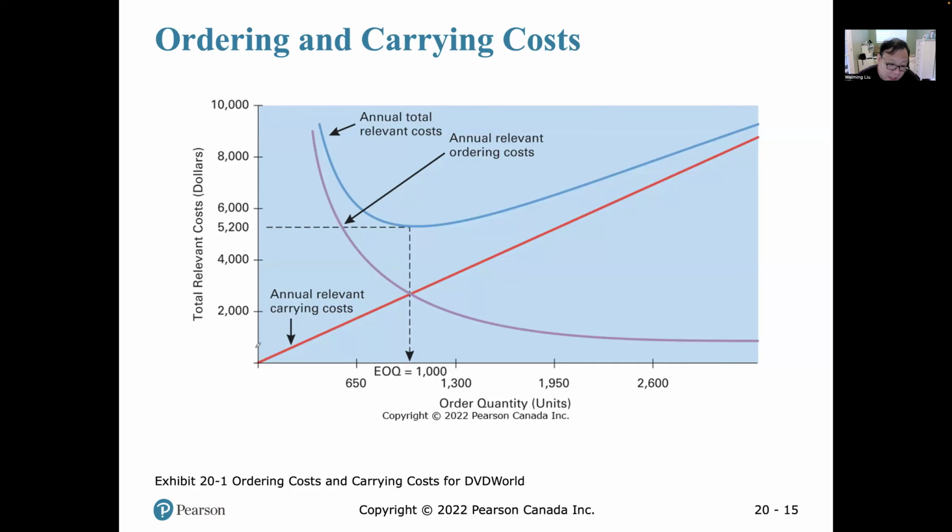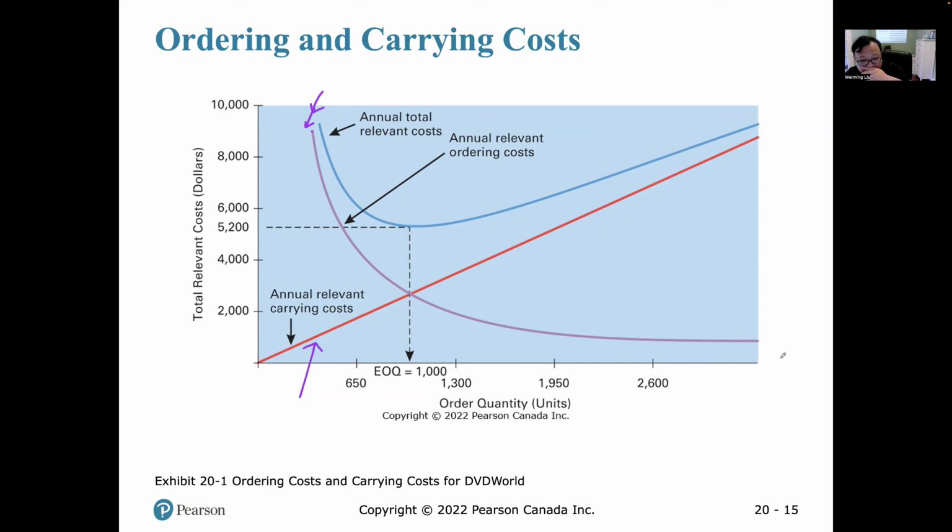When you think about the carrying cost, right? The more you order, your carrying cost will be higher, right? That's why this is the red line here. When you're ordering more, your carrying cost will be higher, right? The more you have when you order, you have to carry them in the inventory. So the carrying cost will be higher.